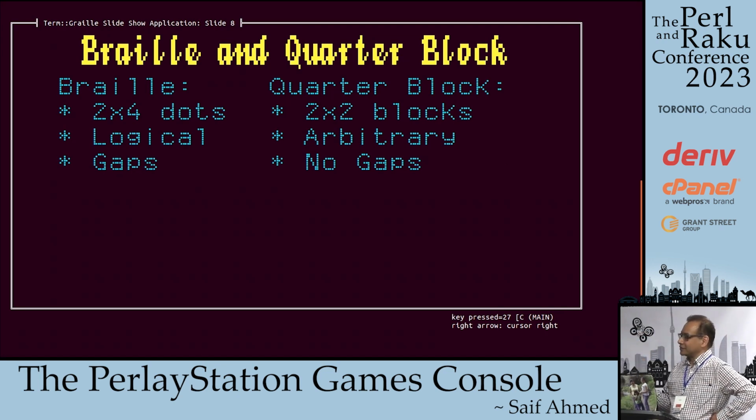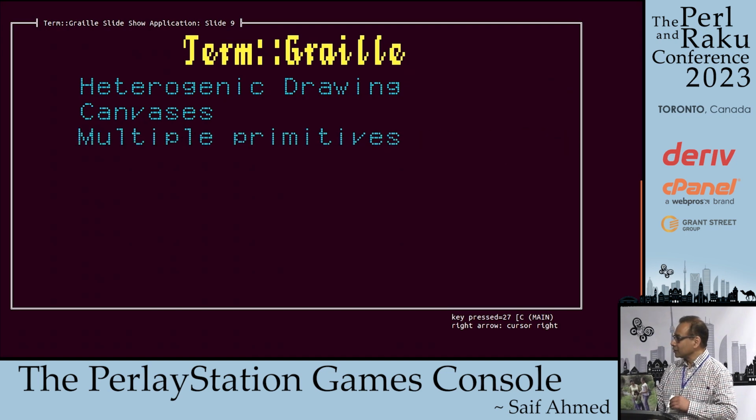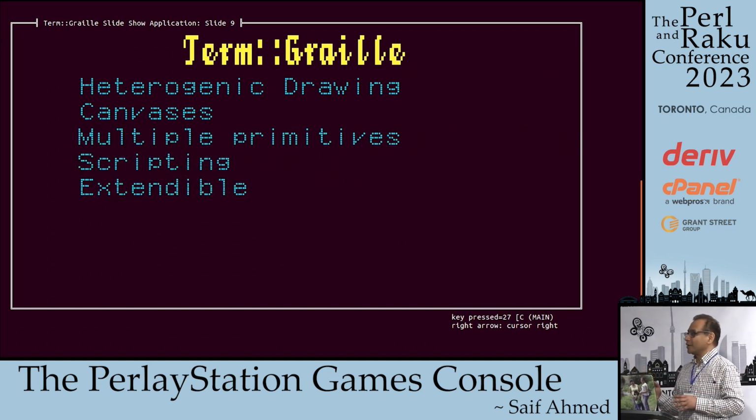You can see the Braille characters have gaps in them. The quarter block hasn't got gaps in it. Fortunately, Braille characters in UTF-8, although illogically aligned, are logically consistent in binary logic, whereas the quarter block binary positions of the plots are not consistent. So I produced term Graille.